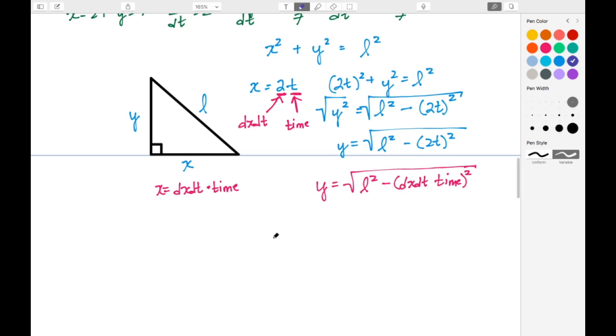Well, we know that the area is equal to 1/2 the base. Well, the base is x and the height is y. So area is equal to 1/2 x times y. I'm going to do a similar substitution. I'm going to say I want the x value to equal t.